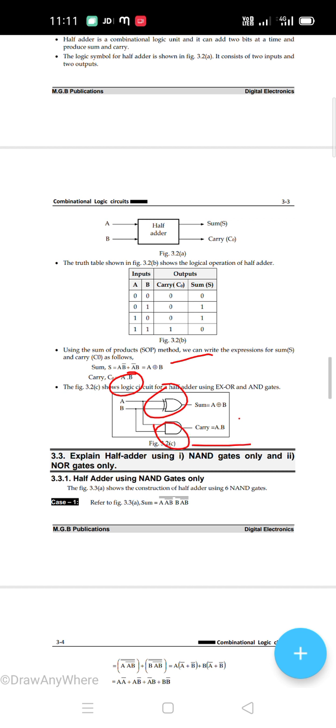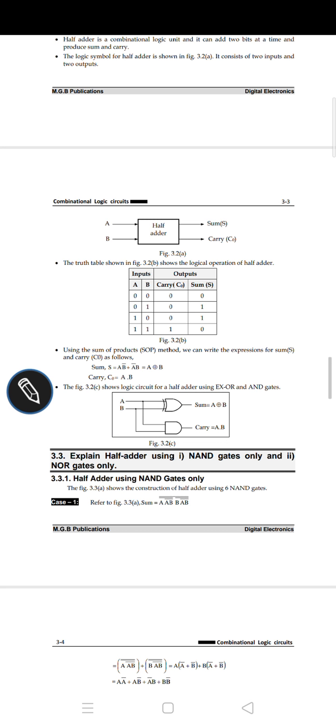So we are getting the carry a dot b. This is the XOR gate, so I am using the XOR gate. This is the AND gate, a dot b means AND gate. If I give two inputs to the XOR gate as well as the AND gate, I am getting the half adder sum and carry. Half adder sum is a exclusive OR of b, half adder carry is a dot b. This is the realization of a half adder circuit.